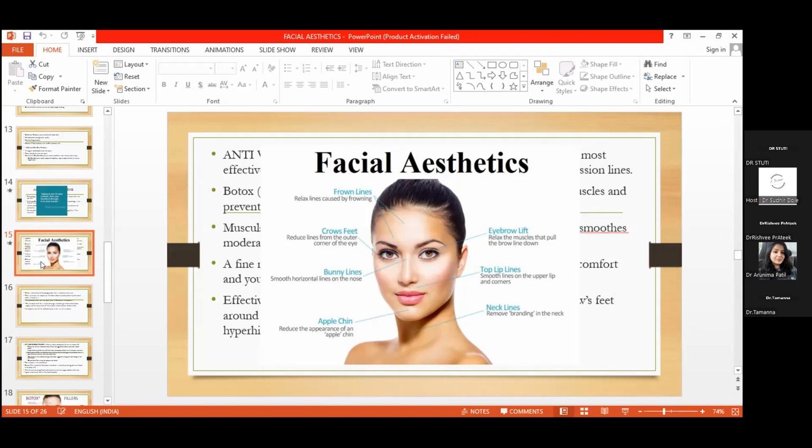Eyebrow lift can be done. Top lip lines, if they have a very deep groove over nose area, they can be filled by fillers. Chin area, if they want their jawline or chin to be prominent, they can be done with the help of a filler. Necklines, if they have very prominent necklines, they can be relaxed with the help of Botox.